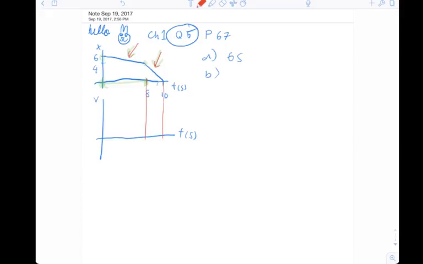So in the first, it goes from 6 to 4. X final is equal to 4. X initial is equal to 6. And it takes 8 seconds to do so. V average is going to be delta X over delta T. So it's 4 minus 6 divided by 8. So this is minus 2 over 8. So that's 0.25 meters per second.